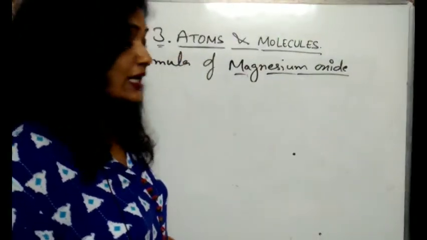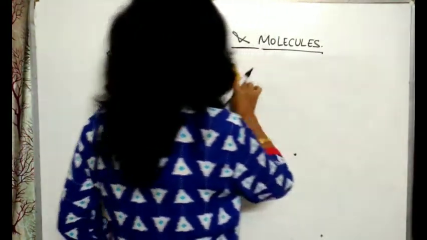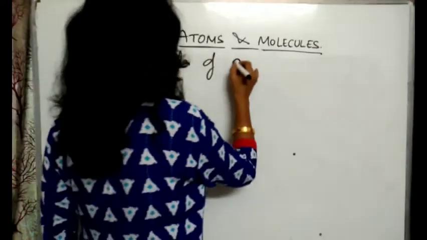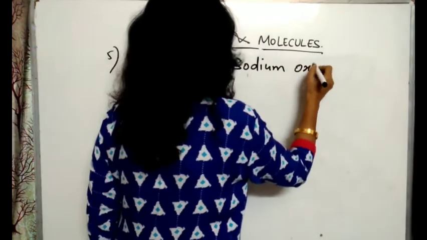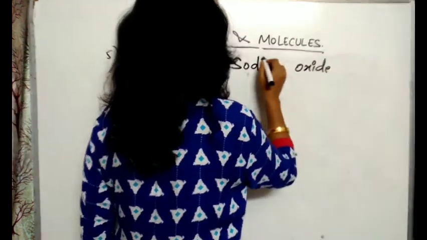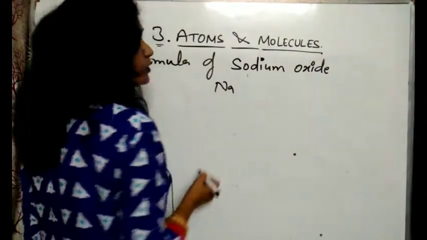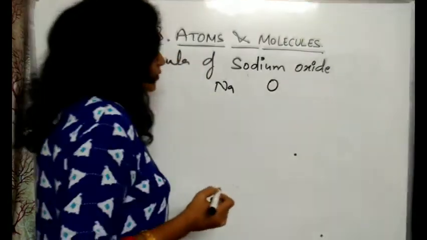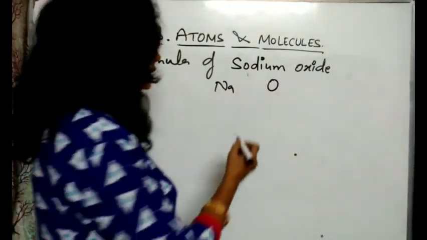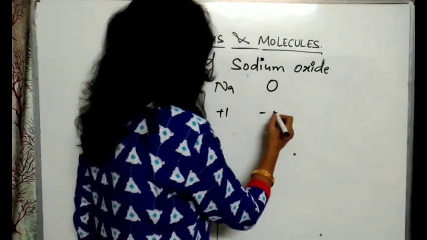For magnesium oxide, after that you can take sodium oxide, the formula of sodium oxide, okay. How will you write it? Sodium you will write first, the symbol of sodium is Na, after that oxide O. What is the valency of sodium? It's +1, and the valency of oxygen is -2, okay.